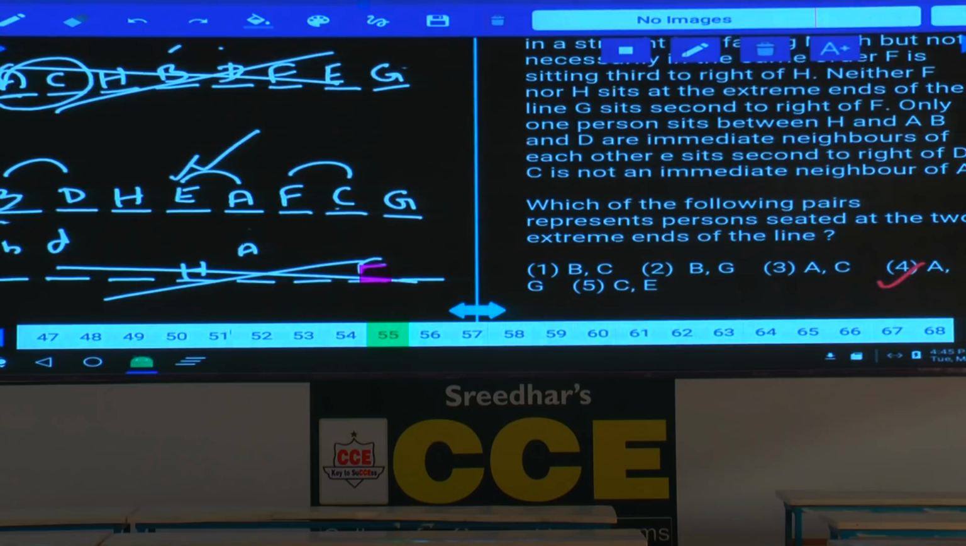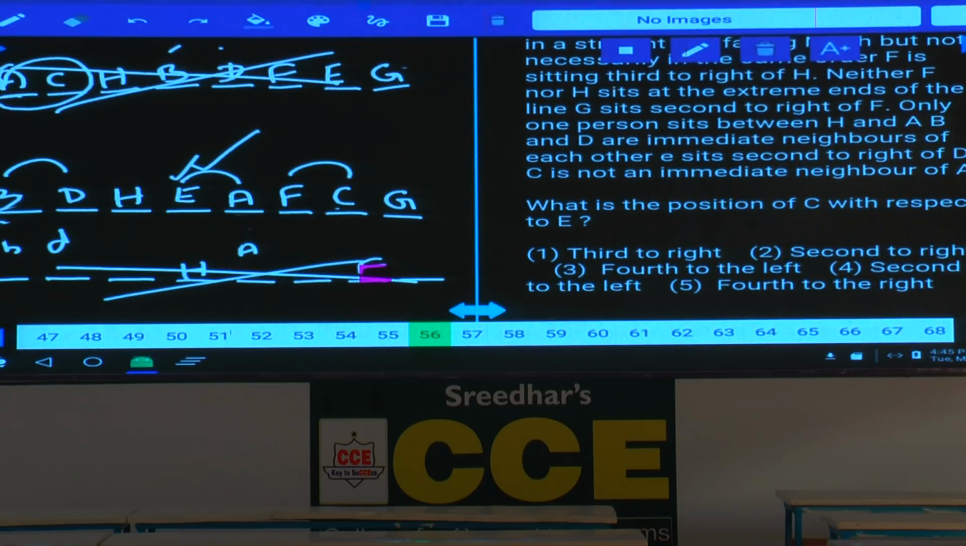Then question number 55. Which of the following pairs represent the persons seated at the two extreme ends of the line? Two extreme ends of the line, tell me who are those two? B and G. B and G, that is choice 2, 55. Then question number 56. Now in this 56, what is the position of C with respect to E? C with respect to E, 1, 2, 3, third to the right hand side, that is given in choice 1. Hence question number 56, choice 1 is the answer.